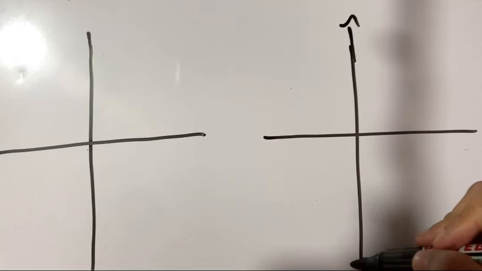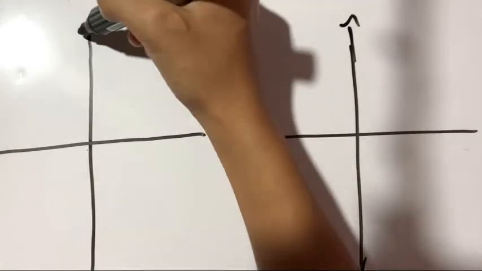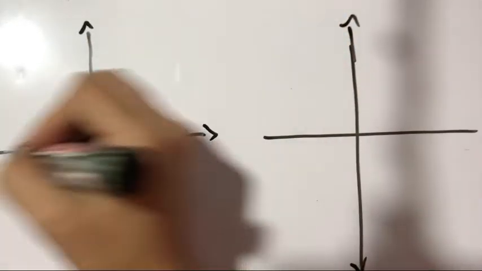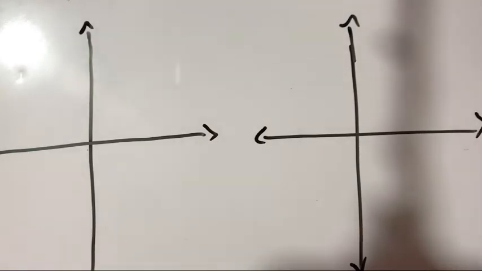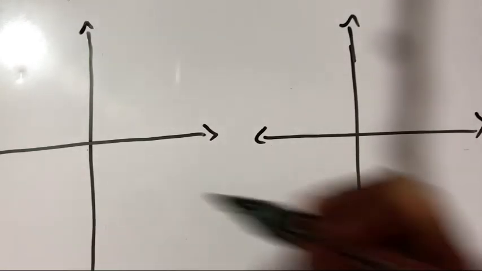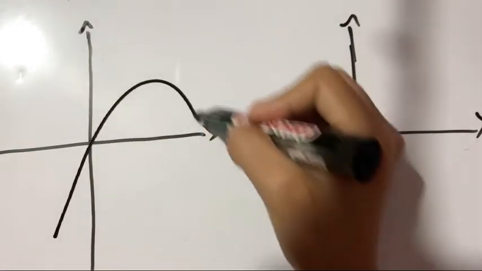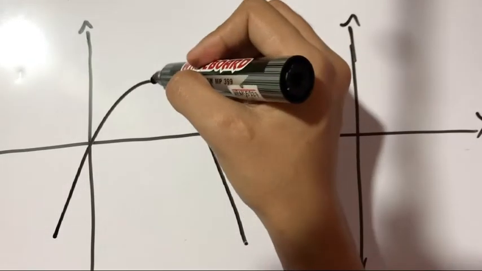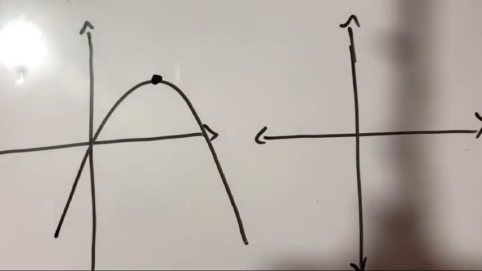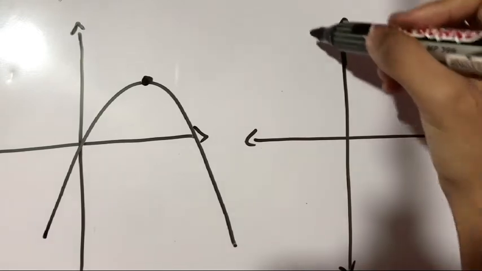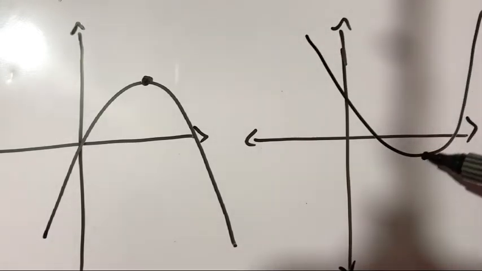So I'm going to make two graphs here. One with the parabola that opens downward and one with the parabola that opens upward. So sorry if it's not perfect, no? So a parabola.